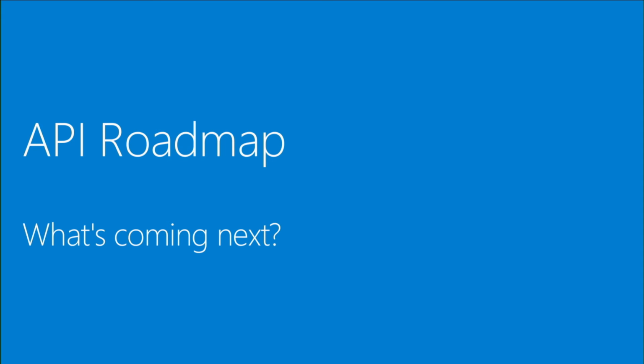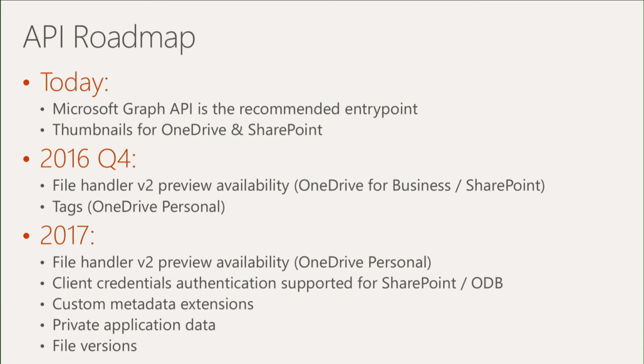So now I want to talk about the API roadmap and where we're going next. So today, Microsoft Graph API is the recommended entry point for integrating files across Office 365. OneDrive Personal, OneDrive for Business, SharePoint team sites, group files. Everywhere that there are files across the Microsoft Office 365 experience, you can now use the Graph API to get to that content.